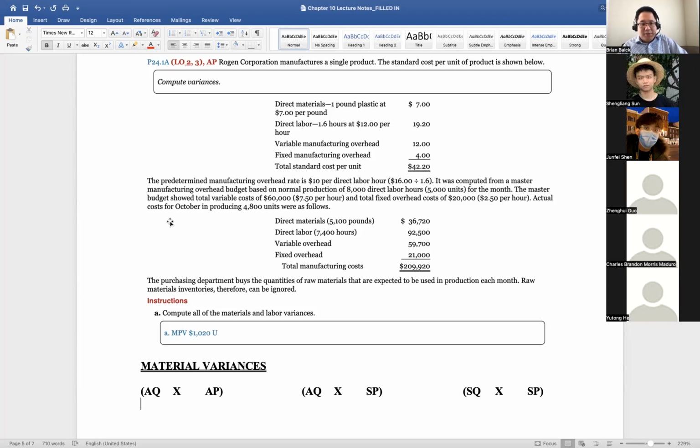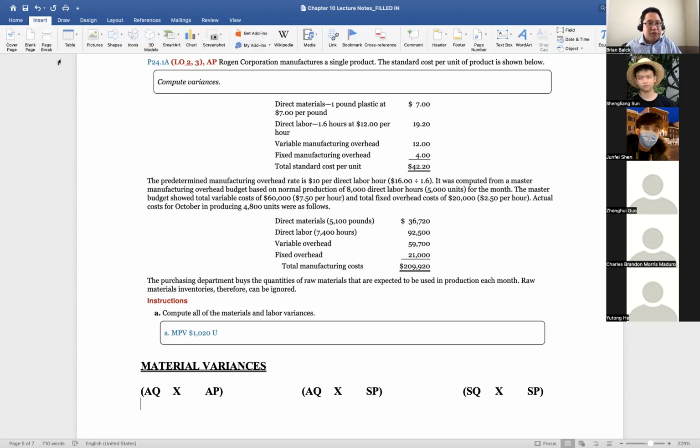It says the predetermined manufacturing overhead rate is $10 per direct labor hour, which is $16 divided by 1.6. It was computed from a master manufacturing overhead budget based on normal production of 8,000 direct labor hours or 5,000 units for the month. The master budget showed that variable costs are 60,000 or $7.50 per hour, and total fixed overhead costs are 20,000, which is $2.50 per hour. The actual costs for October in producing 4,800 units were as follows.